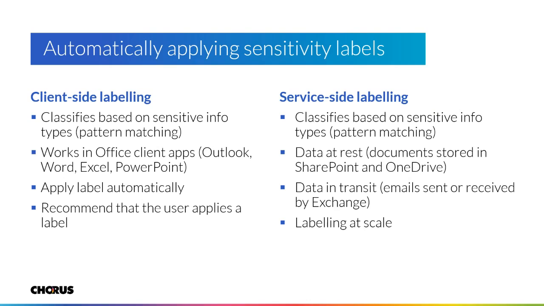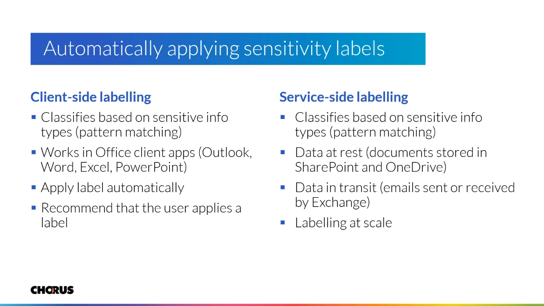So we've got a couple of different ways of automatically applying sensitivity labels. We can do it with client-side labeling, which basically works as the user is typing an email or authoring a document. It's scanning what they're doing, and it works almost in real time. It's classifying based on those sensitive information types. So if it matches a pattern in what the user's typing, it will either apply a label automatically, or we can recommend that the user applies a label as well.